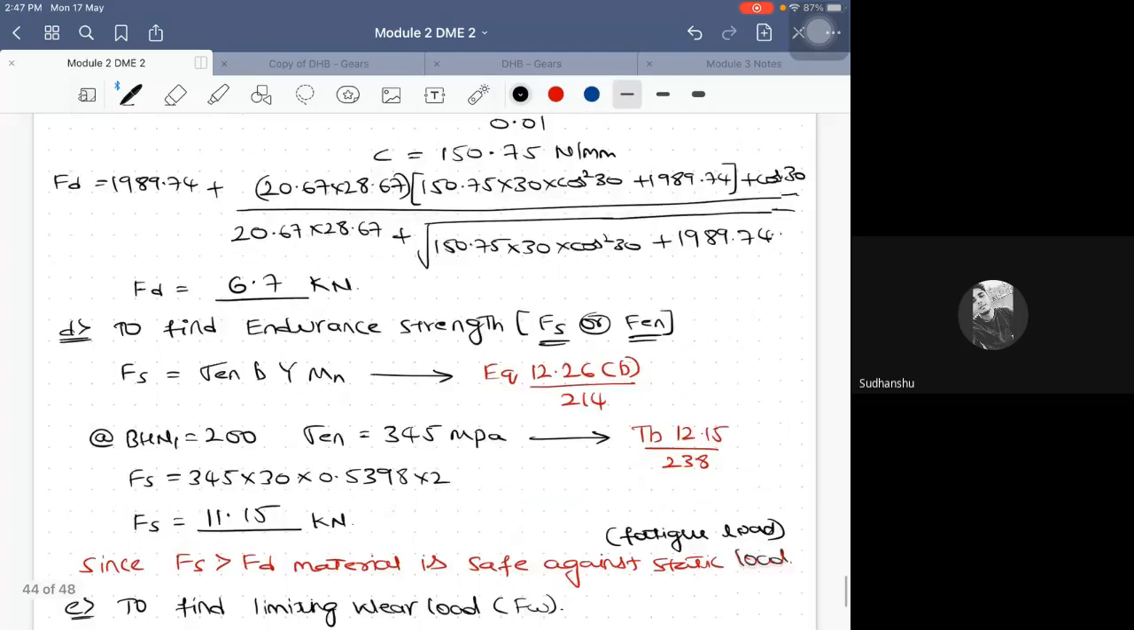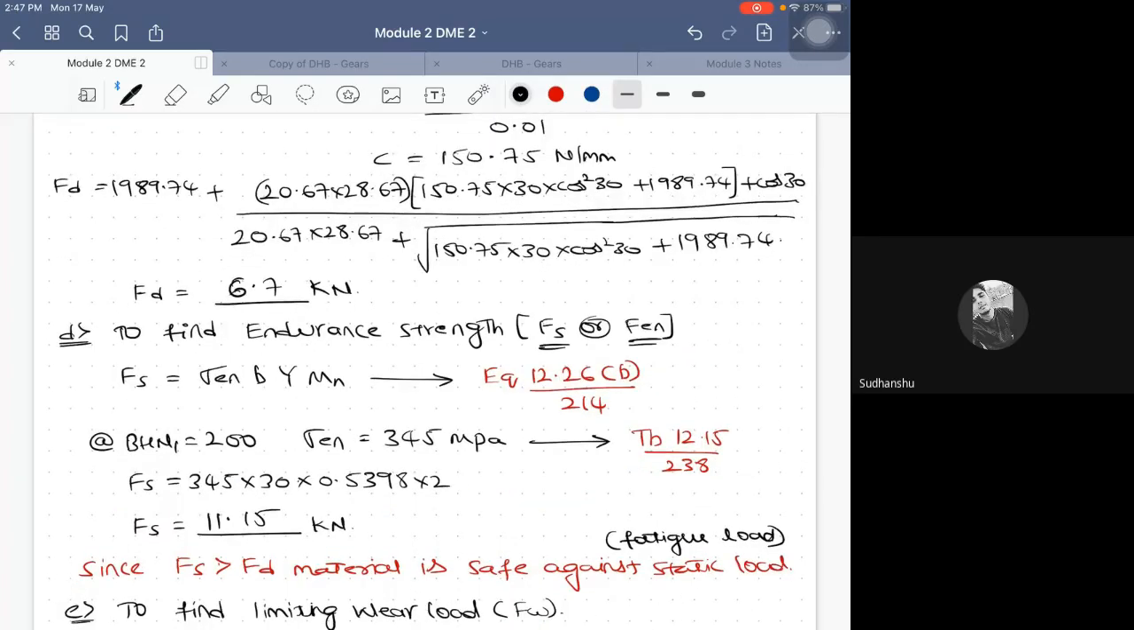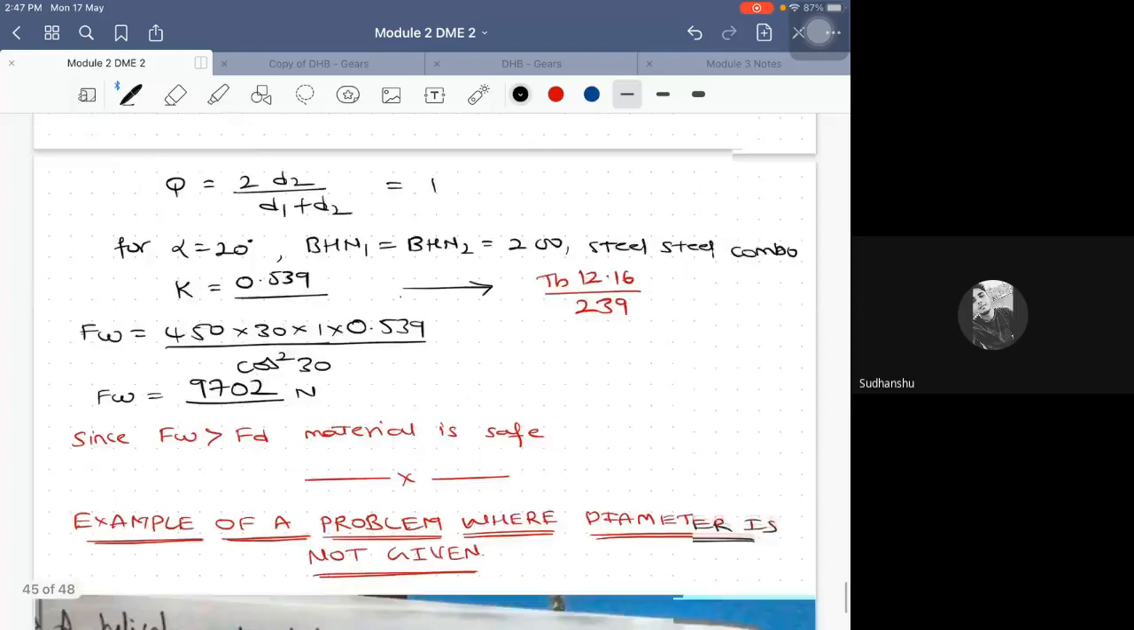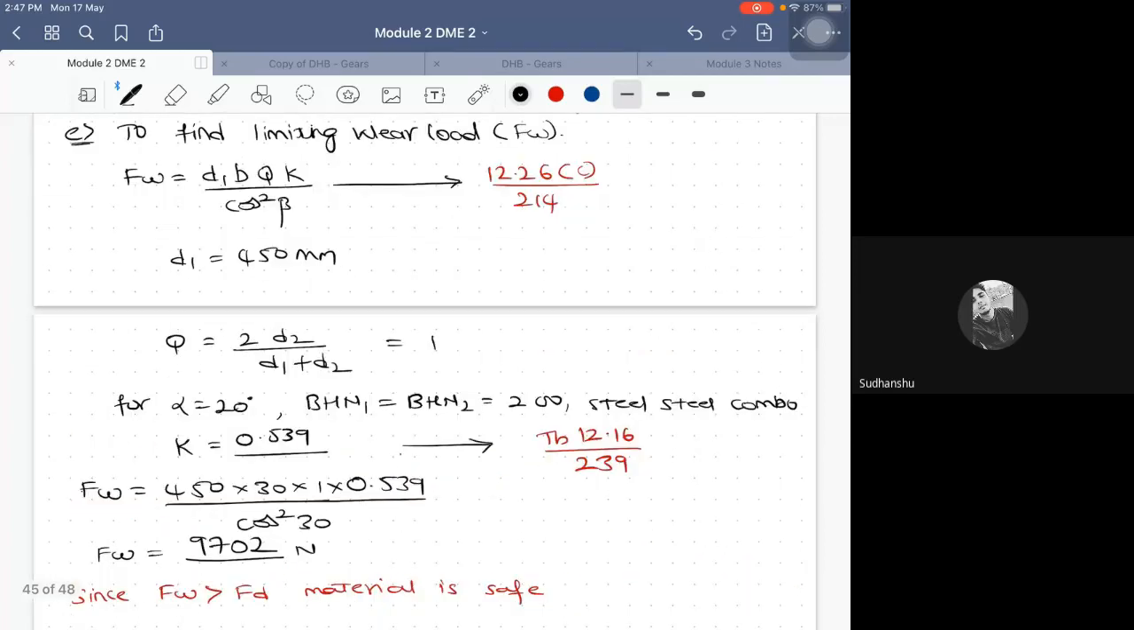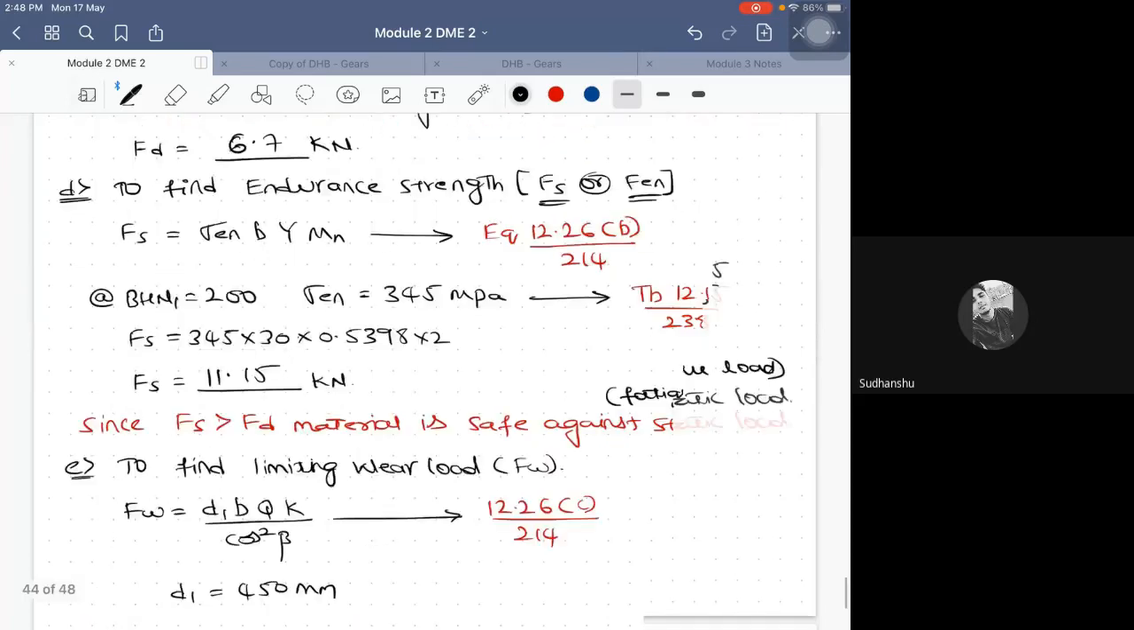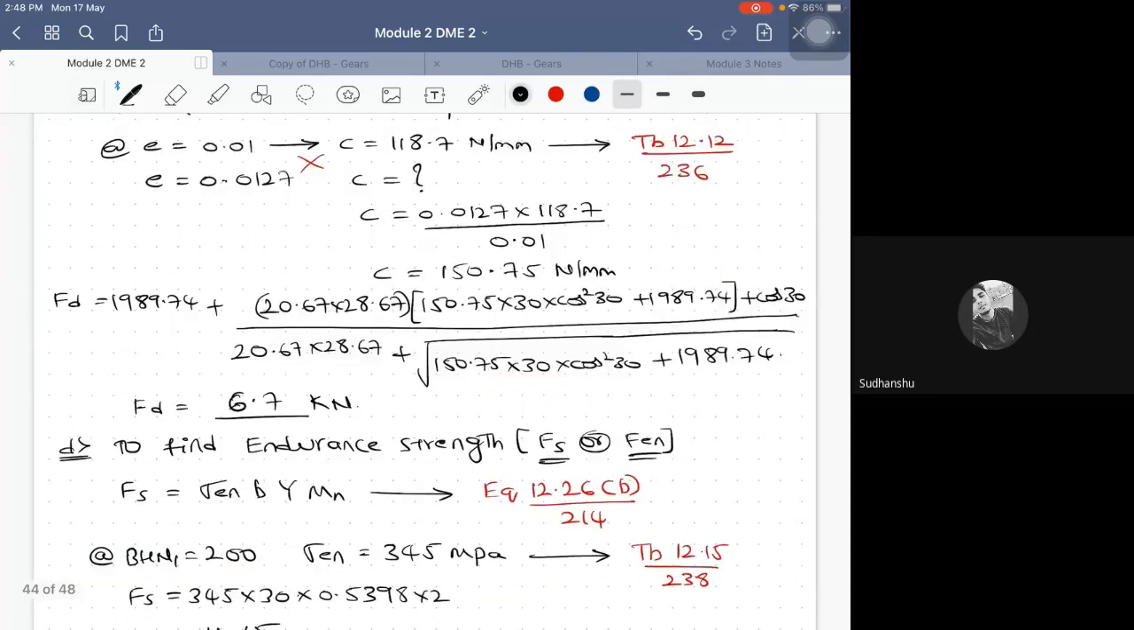Still, how much wear load did we get? 9.7 kilonewton. Now is the material safe? The wear load is greater; it had come greater earlier also. Still I was not satisfied with the value of dynamic load. That is why I have cross-checked it. Anyhow, now it is clear. Did everyone change it to 6.7 kilonewton in your notes? Just raise your hands.